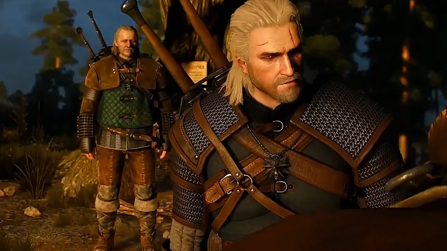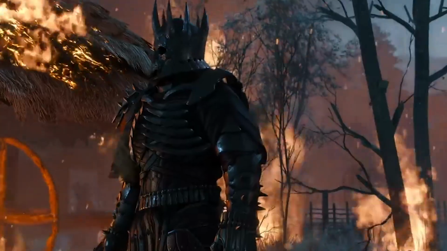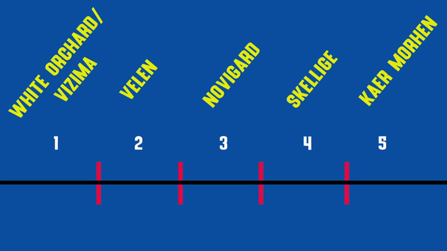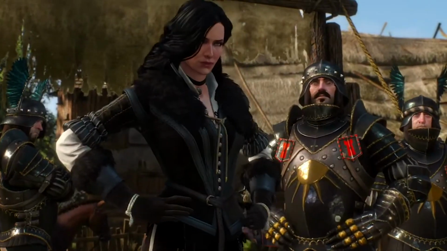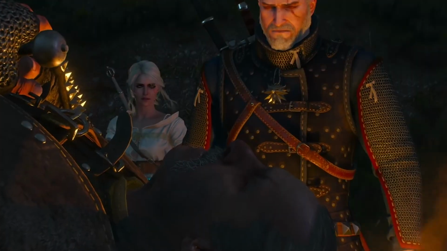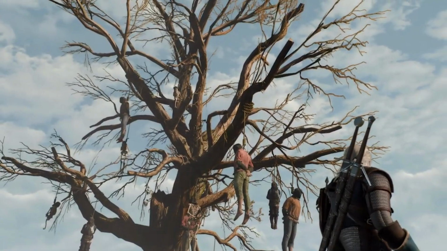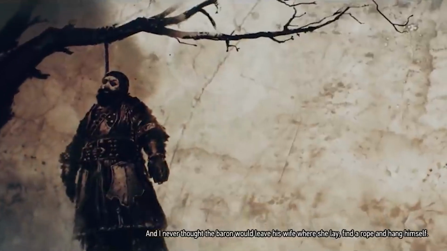In The Witcher 3, Geralt's quest to find Ciri and stop the Wild Hunt takes place over 5 acts, each marked by a different location. Where each act begins and ends in the story is easy to locate, since they include some of the game's most memorable moments. Act 2 starts with Geralt observing the Hangman's Tree. At the end of the act, depending on your choices, Geralt sees the Baron hanging.